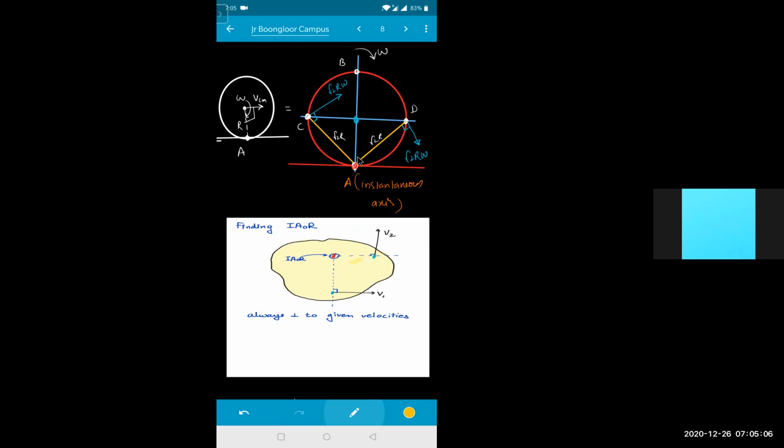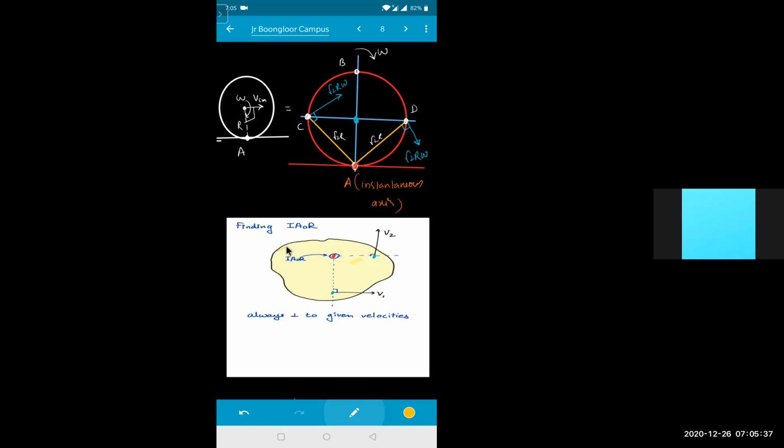Now see, velocity root 2 r omega is perpendicular to this radius. Here also root 2 r omega is perpendicular to the radius. That means in any rigid body, if we have two velocities like this, say this is v1 and this is v2, drop a perpendicular from v1 in this direction, and from v2 drop a perpendicular. The point where the two perpendiculars meet is called the instantaneous axis of rotation. Is it clear?